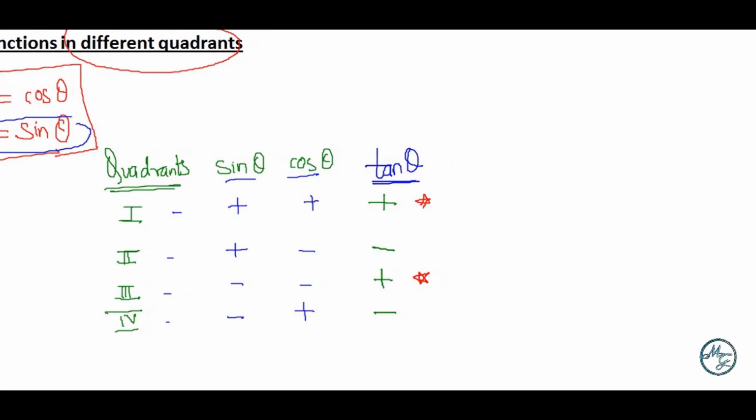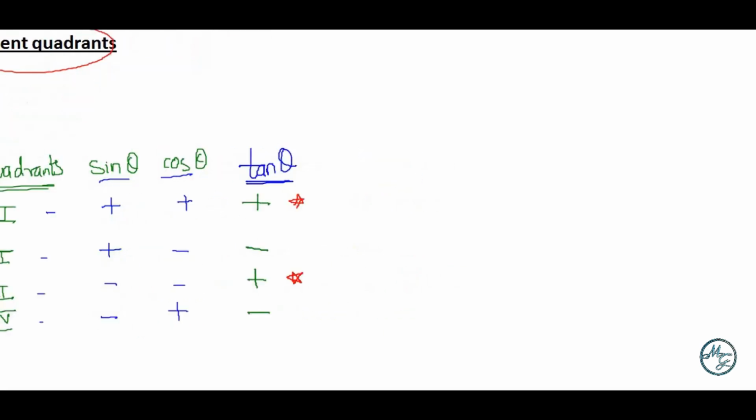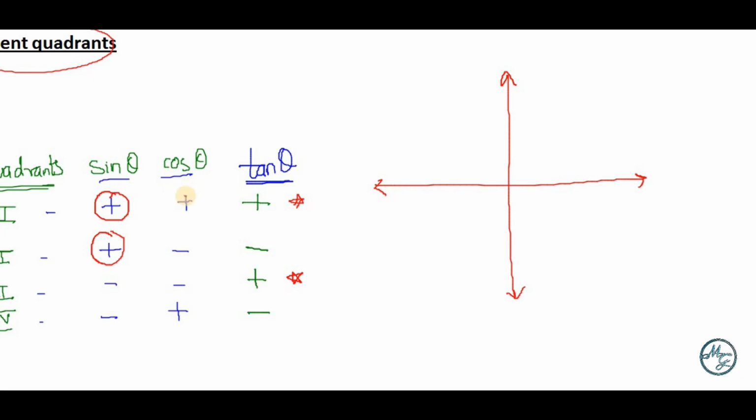Now let's draw the coordinate system again and understand in a simple way. We'll go with sine first. Sine is positive in first quadrant and second quadrant. Cos is positive in first quadrant and fourth quadrant. Tan is positive in first quadrant and third quadrant. So what we can see is that in first quadrant, sine, cos, tan are positive.